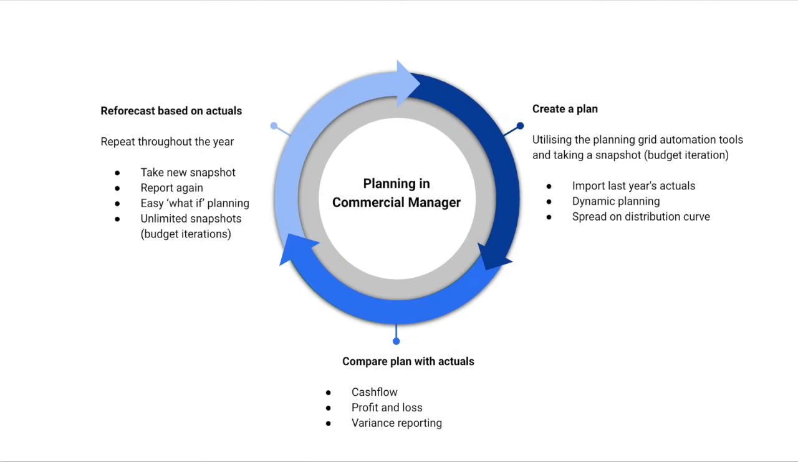This diagram shows a planning cycle in Commercial Manager. We'll run through this in another video, but firstly you can see at the top here and top right that you'll first create a plan, utilizing planning grid automation tools by taking a snapshot, which is your budget iteration. Secondly, you can compare that plan with actuals, so as the actual data flows through across the cash flow, P&L and variance reports, and then you can finally reforecast based on those actuals throughout the year, and you can take a new snapshot and another reforecast and easily plan for different what-if situations. So let's jump into Figured and have a look around.